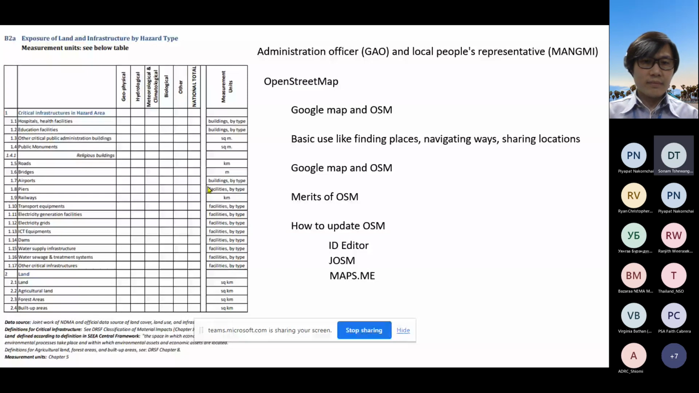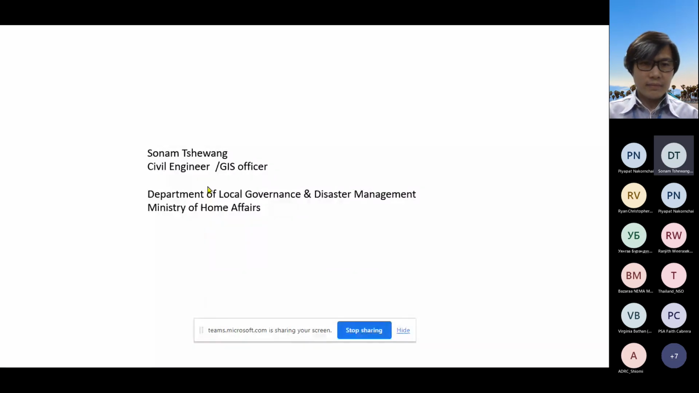Good afternoon or good morning to everybody. My name is Sonam Seo. I'm an engineer and a GIS officer at the Department of Local Governance and Disaster Management. Here in Bhutan, we are undergoing some major institutional changes. Now the Department of Disaster Management is merged with the Department of Local Government, and it is called the Department of Local Governance and Disaster Management, under the Ministry of Home Affairs.